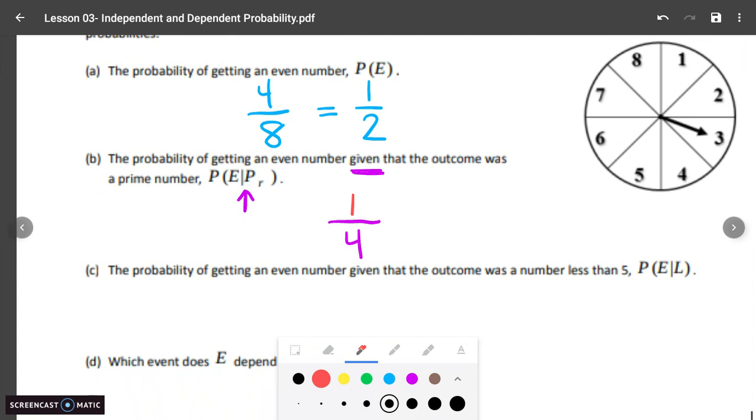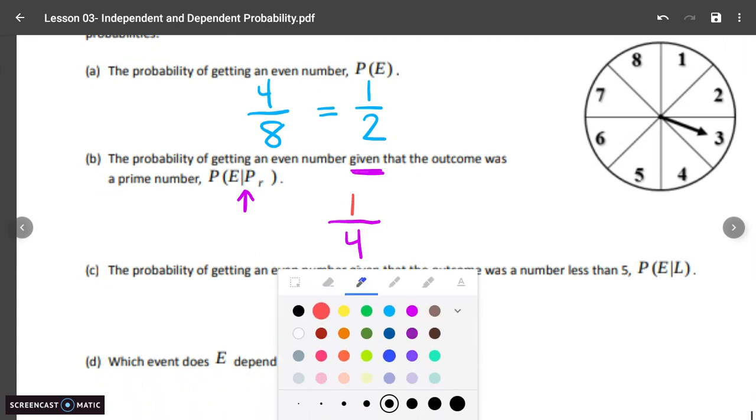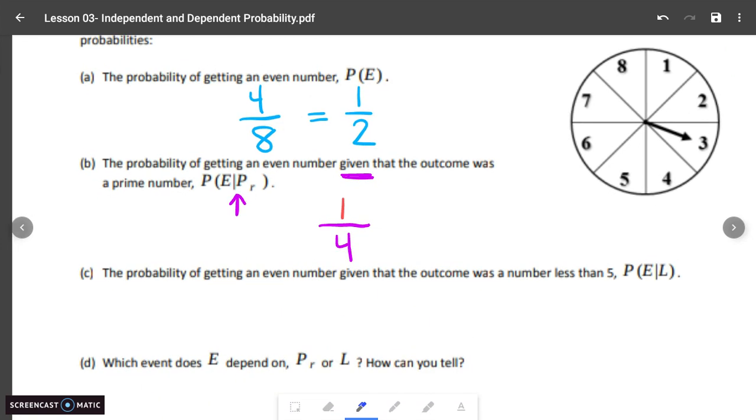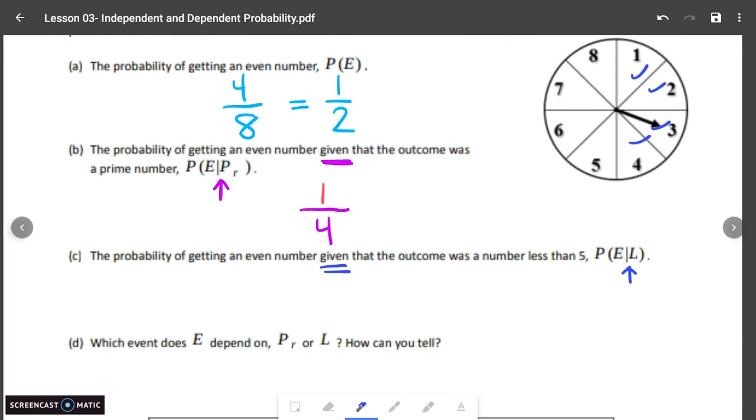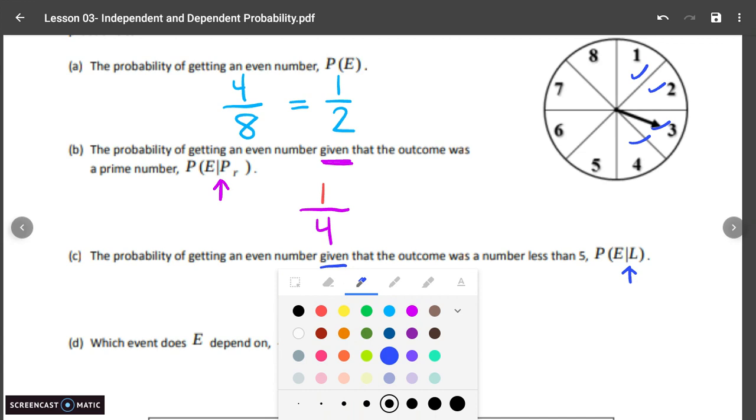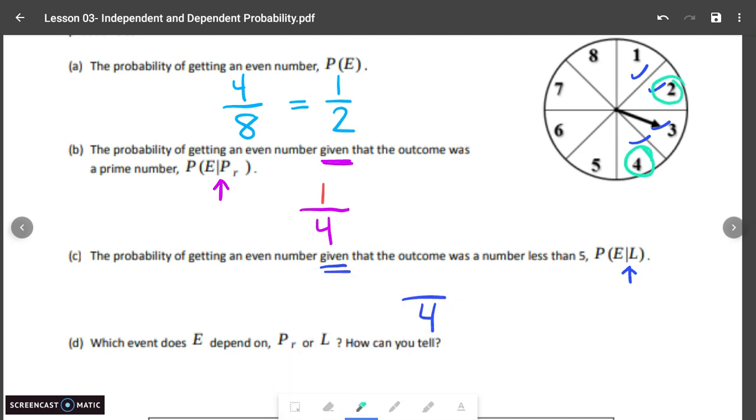Now, if I keep going with that idea here, if I want the probability of getting an even number given the outcome was less than 5, so less than 5, I'm looking at 1, 2, 3, or 4. So there's 4 potential numbers that are less than 5, and out of those, there were 2 numbers that were even. But 2 out of 4 simplifies back to that 1/2, or the 0.5, 50%.